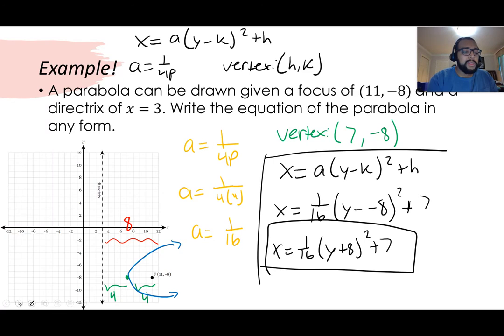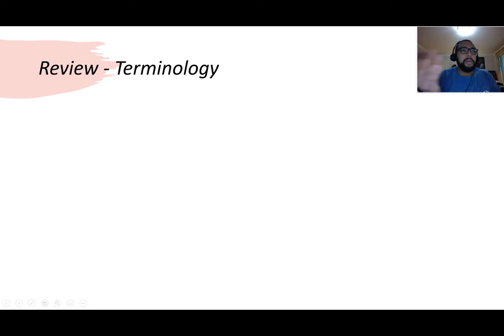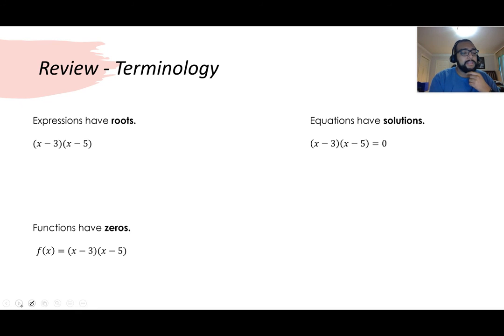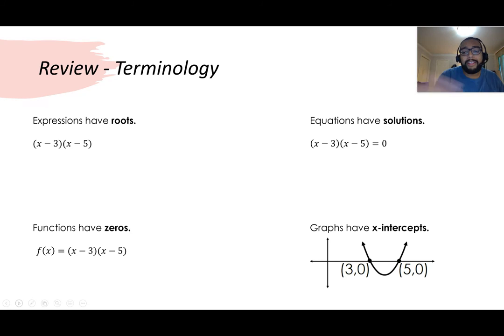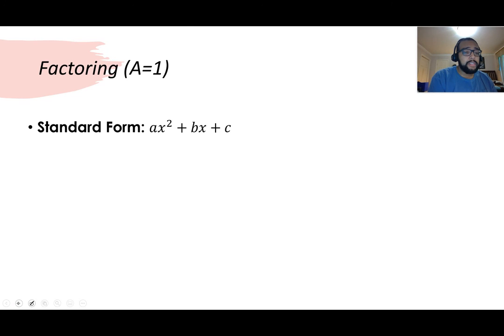So that was focus and directrix. And from there, I was like, well, the biggest thing that people tend to struggle with in Algebra 2 in the first semester mainly is quadratics with factoring. We reviewed these 4 different terms. Expressions have roots, so equations have solutions. Notice there that it's an equation because there's an equal sign. Functions have zeros, so f of x is a function of x. And graphs have x-intercepts. So that was just some terminology I made sure you needed to know.